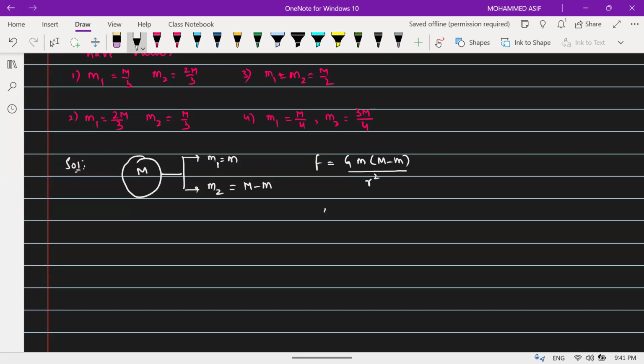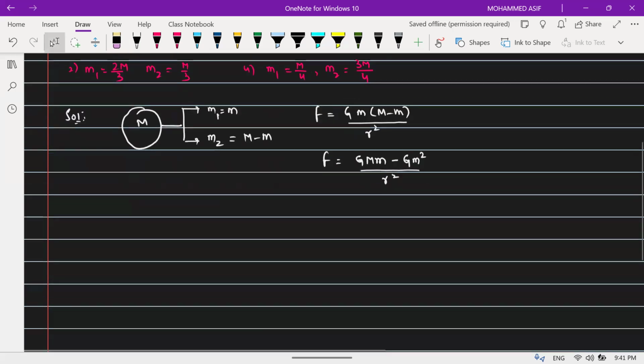That means this value of F will be equal to capital G, capital M, small m, minus capital G, m into m, which is m square, divided by r square. So what can I take common here? G I can take common. So F is equal to capital G divided by r square into capital M into small m minus m square. This will be the force between these two particles.